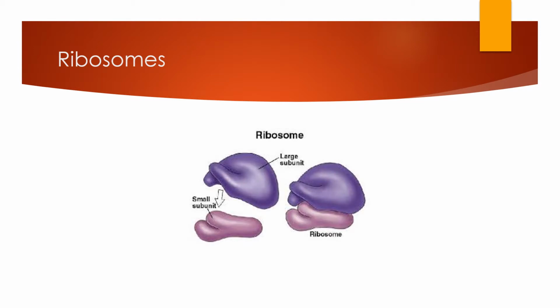Ribosomes. Now, ribosomes float in the cytoplasm and are attached to the ER. It's the site where proteins are synthesized and has two subunits. It has the small subunit, which would be this area, and then the large subunit, which would be the larger area.